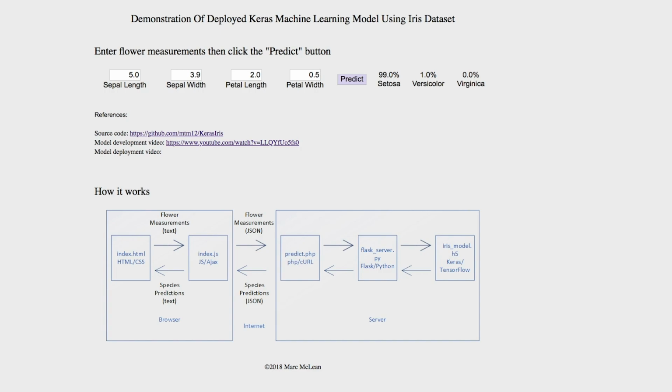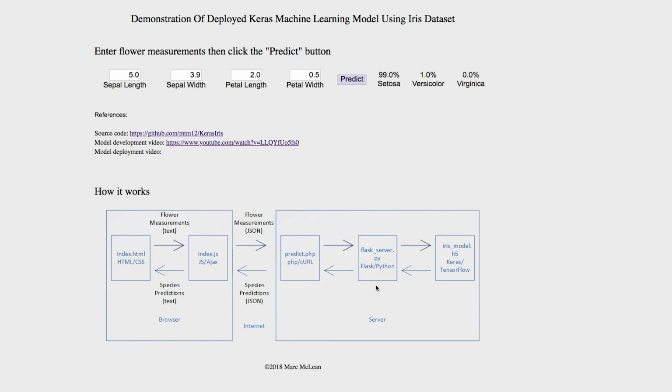This graphic gives us a summary of how we can deploy a trained machine learning model as a web service API. This web page is index.html. When a user clicks the Predict button, the JavaScript code in index.js reads all the flower measurements from the input text boxes and sends them over the internet in JSON format to the predict.php file via an HTTP post operation using AJAX. In predict.php, we extract the measurement values and use curl to post the data to the Flask web server.